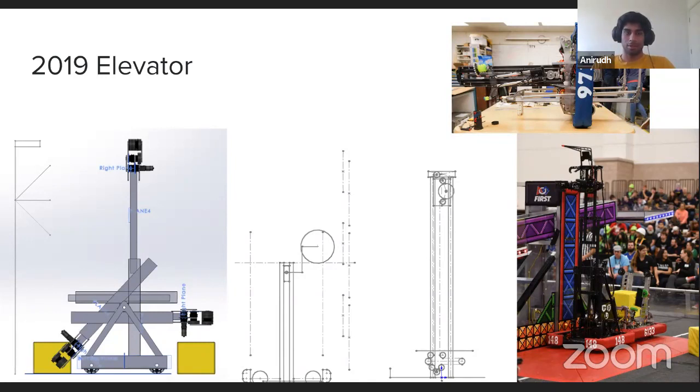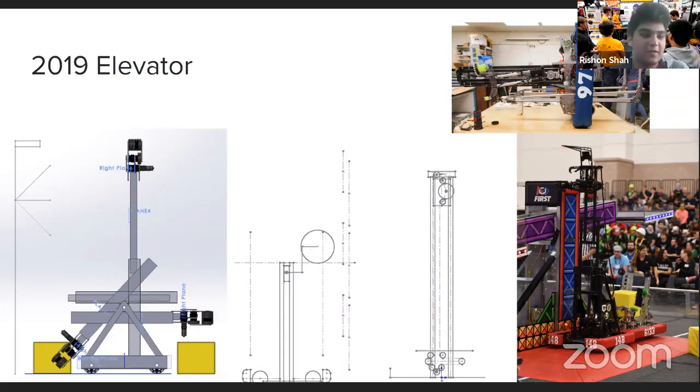How much do you want to talk about this one, Rishon? Yeah, sure. So I believe that the 2018 arm was a bit of a special case in that, like we said before, it couldn't really be physically prototyped, so we had to be really careful in its assembly and design. Doing finite element analysis on it was really important, especially since it was made out of carbon fiber. I am not entirely sure, but I believe we might have done stress analysis on the 2019 elevator as well, because that was also made out of carbon fiber, but it's not something that we do very often.